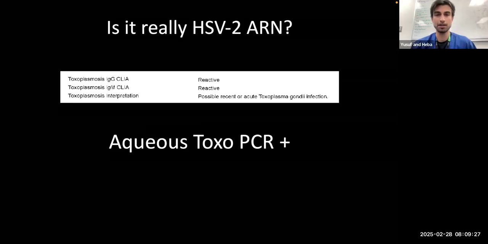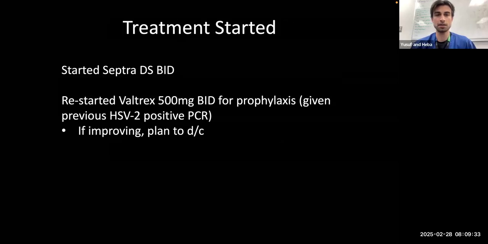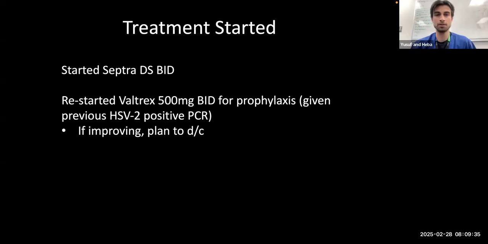So this supported toxo as a diagnosis as to what was going on. Treatment was started for toxoplasmosis with Septra double strength 2 times a day, and the patient was restarted on Valtrex for prophylactic dosing just because of the positive HSV2 diagnosis before. And if the patient was improving, we were planning to just stop the antiviral while continuing with toxo treatment.